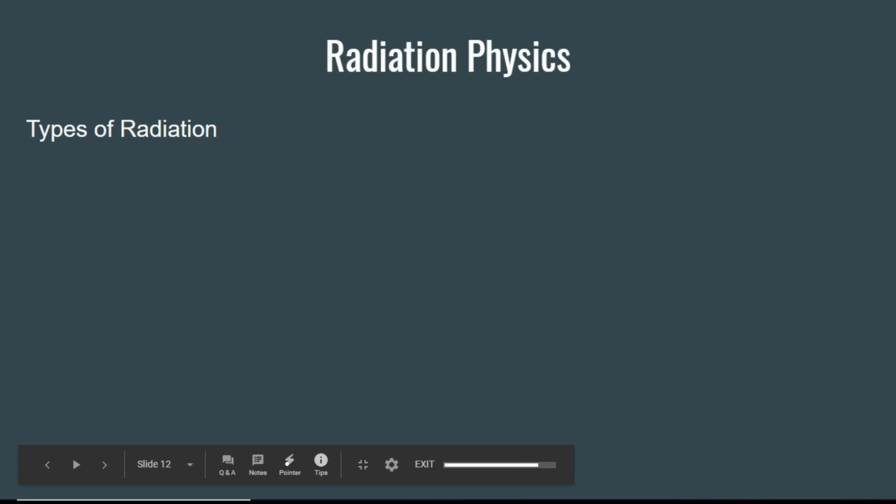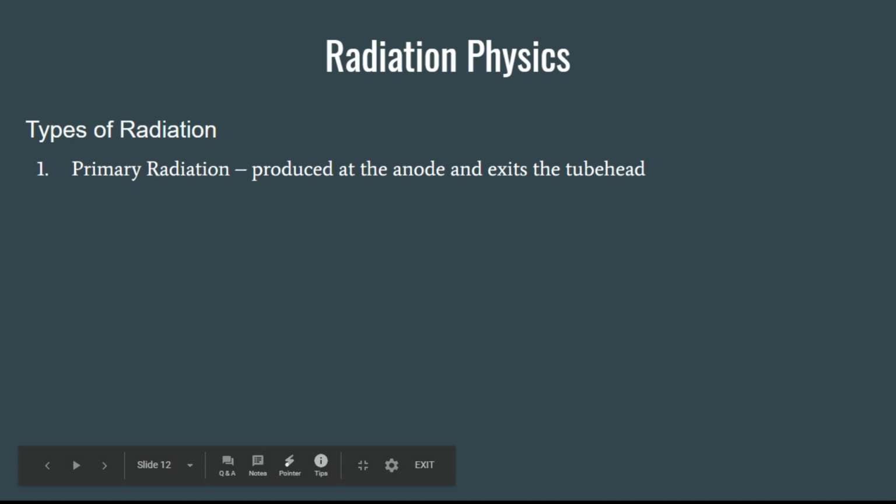The first type of radiation is known as primary radiation. This is the type that is produced at the anode and exits the tube head.